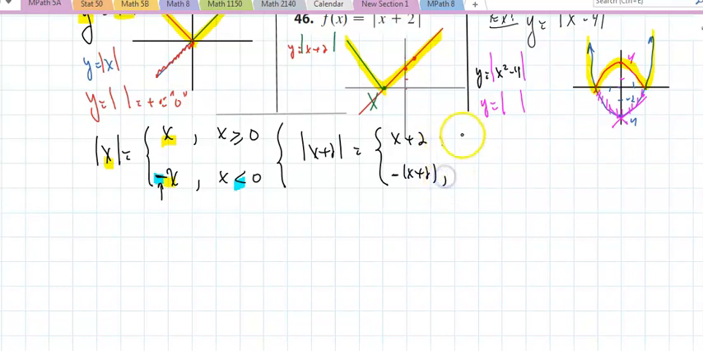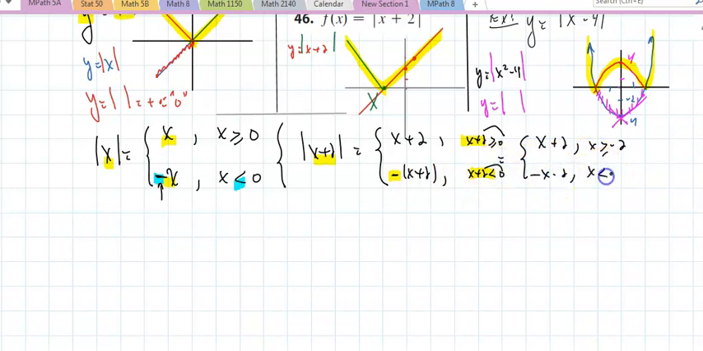Well, here, if whatever is inside is bigger than or equal to 0, I don't need the absolute value. I'm done. And if this inside of the absolute value is less than 0, negative, I will have to slap a negative right there. And this would really say, you're looking at the line x plus 2 if x is bigger than or equal to negative 2, and you're getting negative x minus 2 if x is less than negative 2.